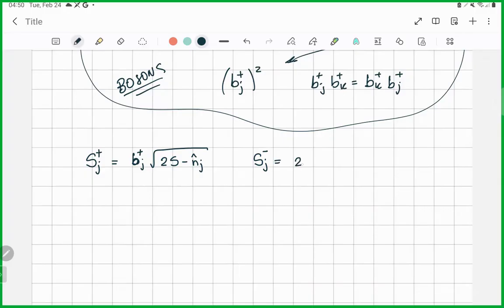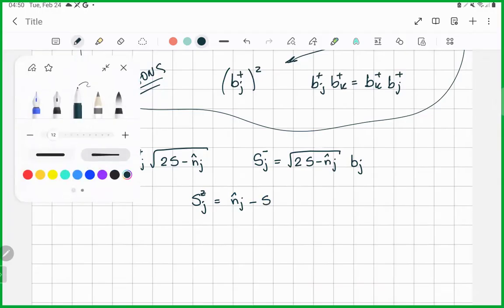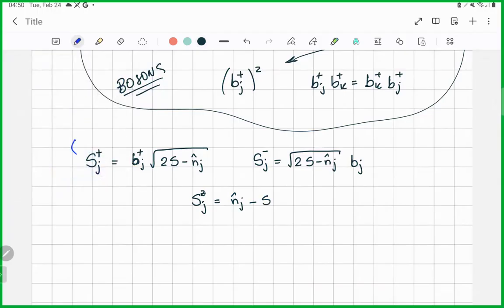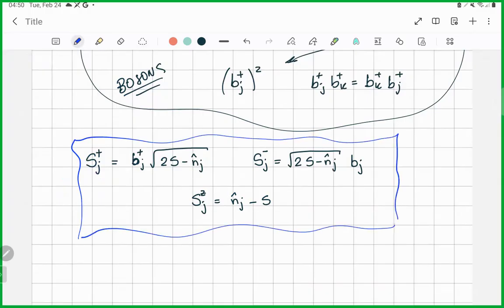We again have this square root, so you see the order matters. You see now that the number operator came before the annihilation operator, and S^z is connected with the number operator, minus here a constant. Okay, so this is what we have. This is the Holstein-Primakoff transformation.